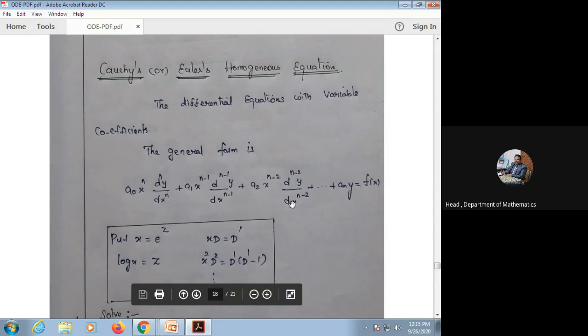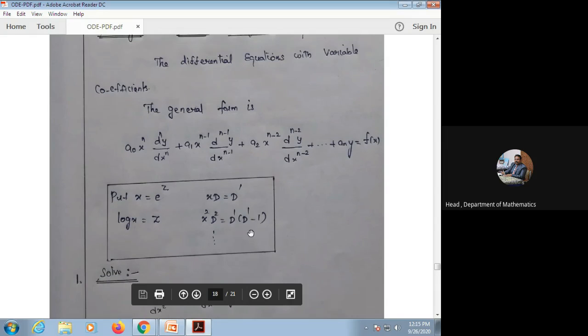So substituting here we get xd equal to d dash, x squared d squared equal to d dash into (d dash minus 1). Similarly, x power 3 d power 3 means d dash (d dash minus 1)(d dash minus 2). Now using these values, we get xd equal to d dash and x squared d squared equal to d dash into (d dash minus 1). Now use these values in the given equation.